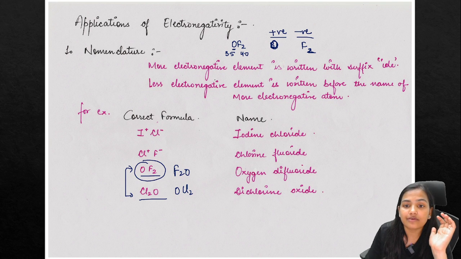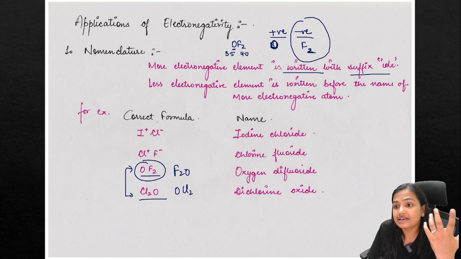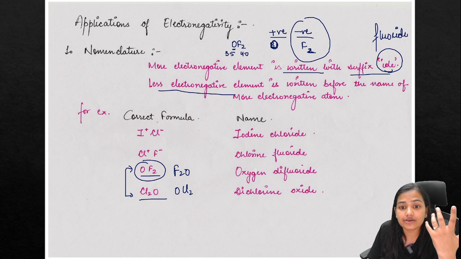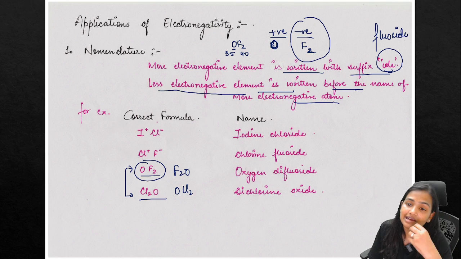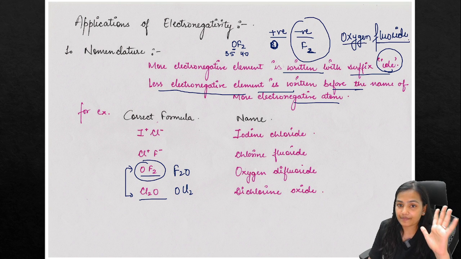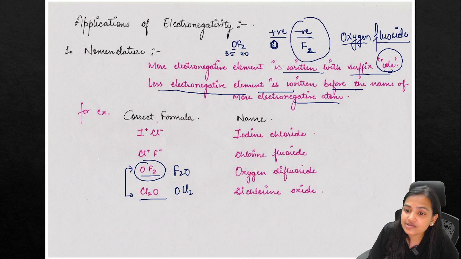So the more electronegative atom is written with a suffix, and whenever we have to write the name, the element which is more electronegative will be written with an "-ide". So we will be writing it as fluoride. And here we have oxygen, which is the less electronegative element, so this will be written as it is: oxygen fluoride. If you want to know why the formula is OF2 and not OF, guys, oxygen valency is 2 and the fluorine valency is 1. So if you do the cross valency, this comes out to be OF2.